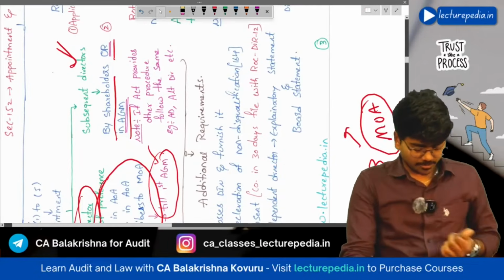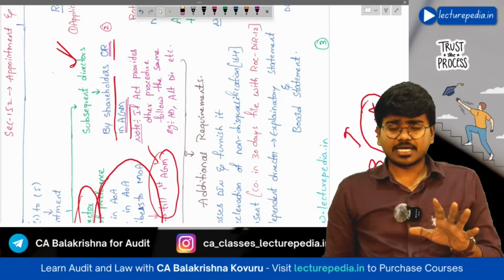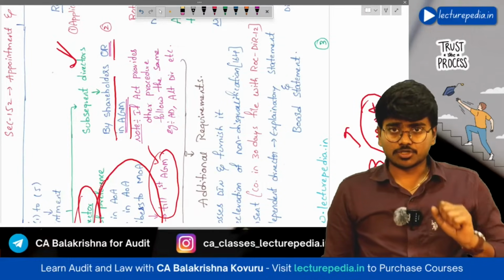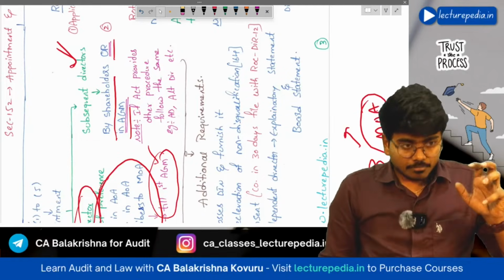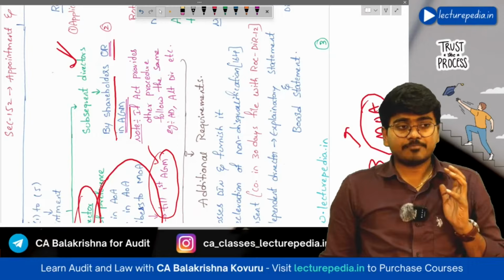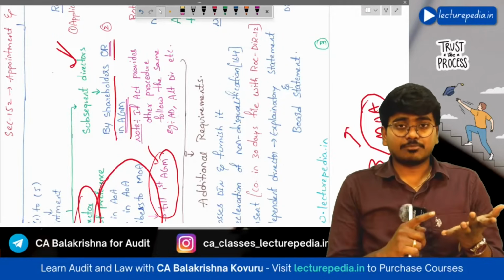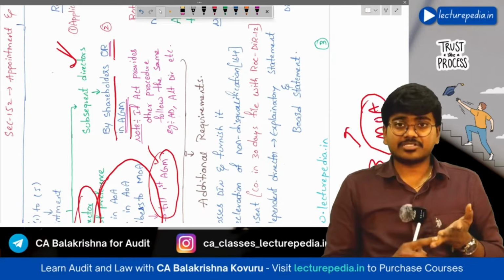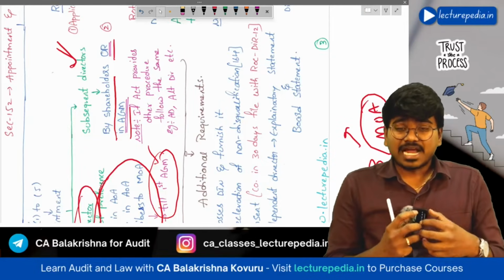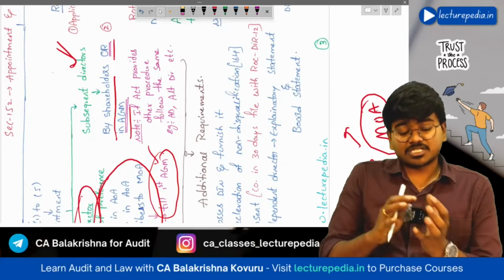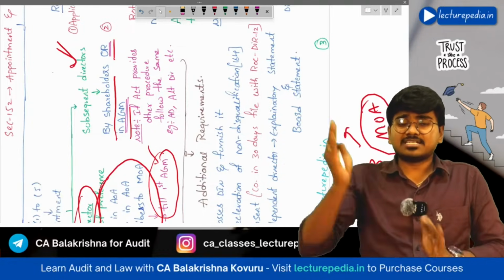Now another question. Basically, most of the directors will be appointed by shareholders only, except certain categories of directors. For certain categories of directors, the Companies Act has prescribed a certain procedure. Let's say, for example, alternate director, additional director, independent director. For certain categories of directors, a specific procedure has been prescribed by the Act. We will be discussing this in section number 161.